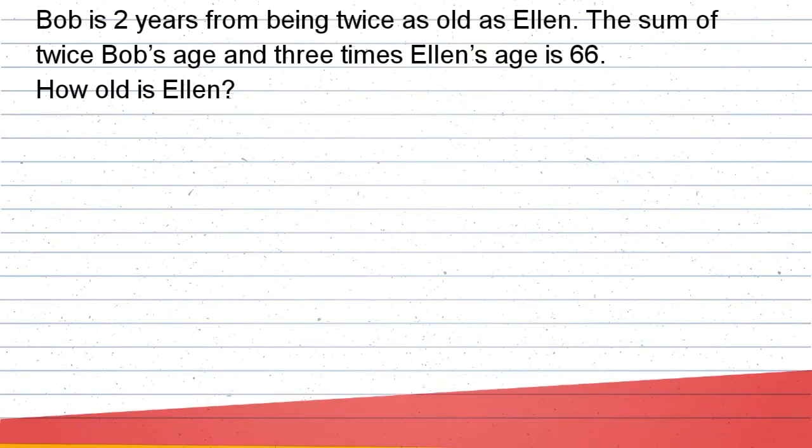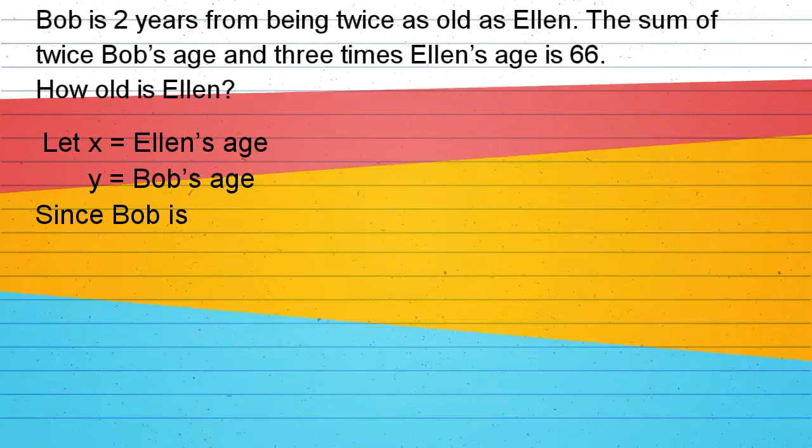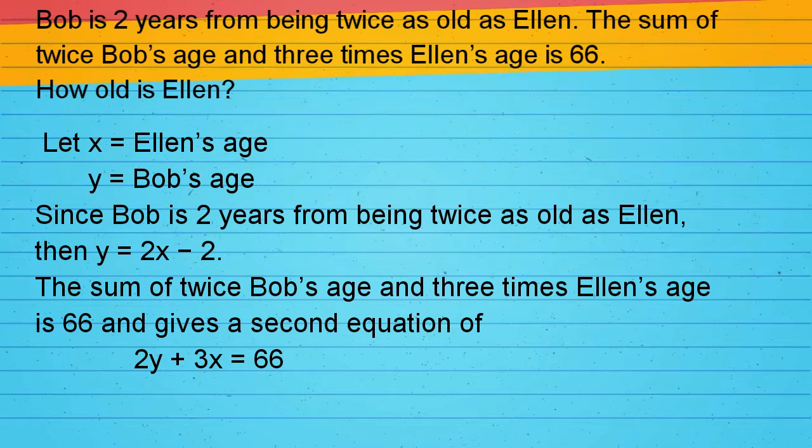Bob is 2 years from being twice as old as Alan. The sum of twice Bob's age and 3 times Alan's age is 66. How old is Alan? So let x be Alan's age and y be Bob's age.